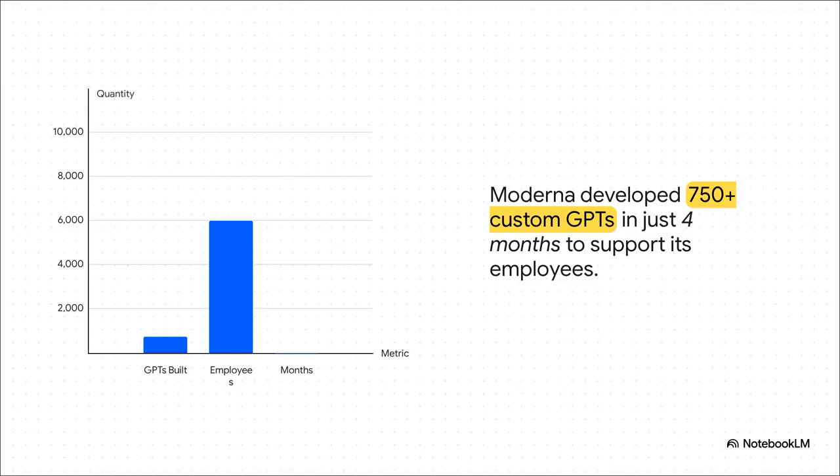And if you're wondering if big companies are actually doing this at scale, just look at Moderna. In only 4 months, they built over 750 custom GPTs. These assistants support 6,000 employees in everything from R&D to compliance. Each one is like a little digital expert, automating tedious work. This is what the future of work looks like.